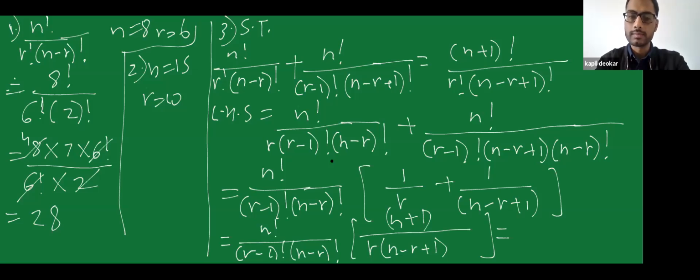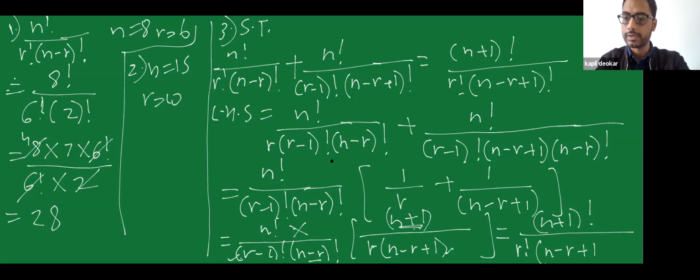That is equal to n factorial multiplied with n plus 1 term. So that is nothing but n plus 1 factorial. Similarly, r multiplied with r minus 1 factorial. So r into r minus 1 factorial is going to be r factorial. Similarly, n minus r plus 1 into n minus r factorial is nothing but n minus r plus 1 factorial, which is my right hand side. LHS is equal to RHS, hence proved.